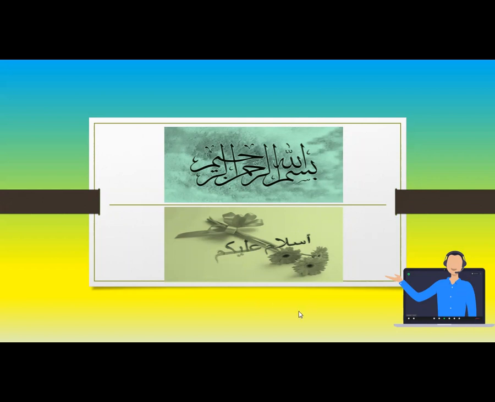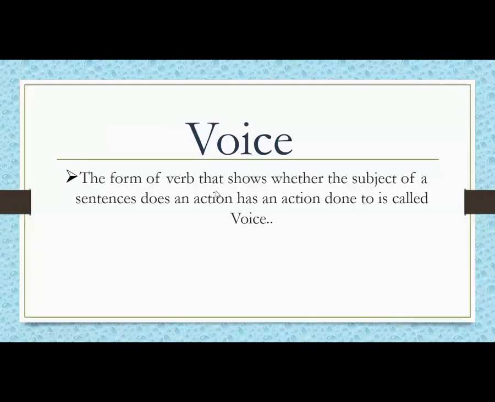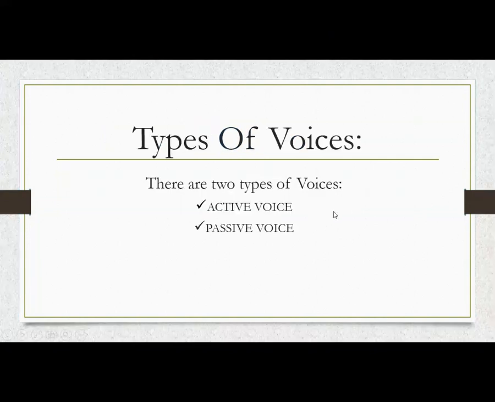Voice is the form of verb that shows whether the subject of a sentence does an action or has an action done to it. Means they are talking about the subject of a sentence, whether it does an action or has an action done to it. It's called voice. There are two types of voices: one is active voice and second is passive voice.